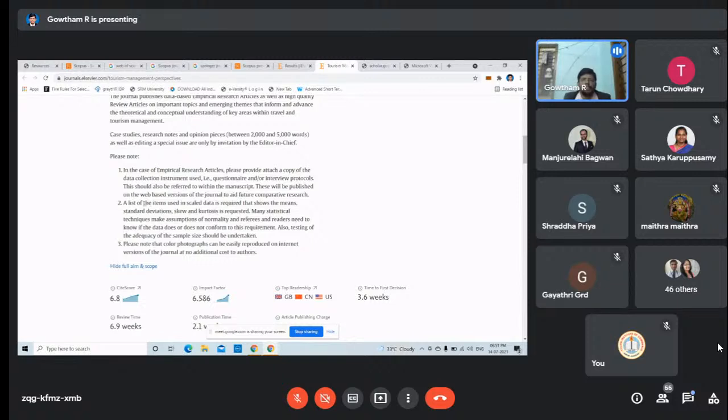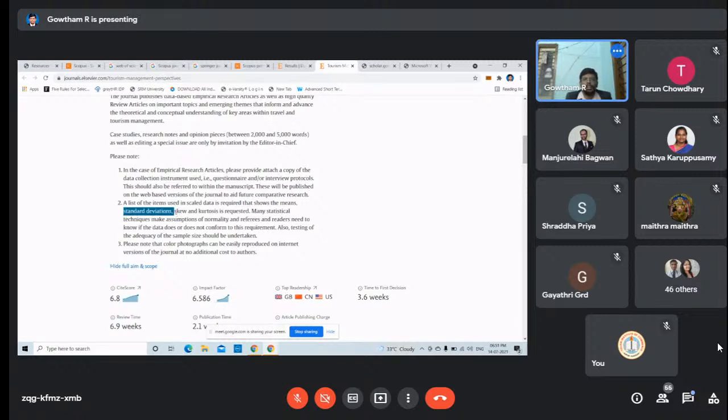Then a list of items and scaled data is required. Say for example, see, very beautiful, no? They have given here all the guidelines which are required in your paper. So you should keep these points in mind while writing these research papers.